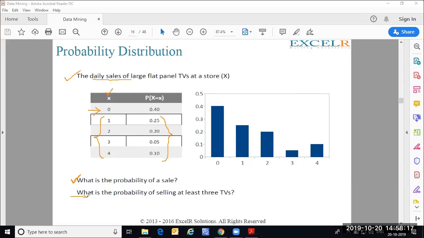At least 3 TVs. Yeah. At least means greater than or equal to 3. 0.15. We need to add up both these. If I ask you what is the probability of selling 3 TVs, then 0.05. Right? At least 3 is different from just 3.